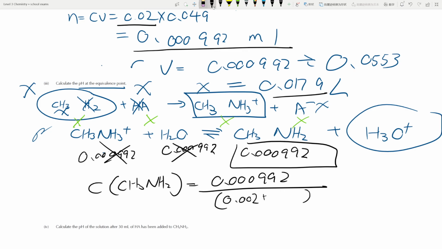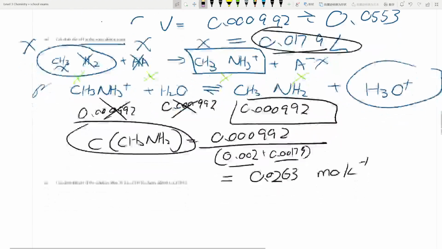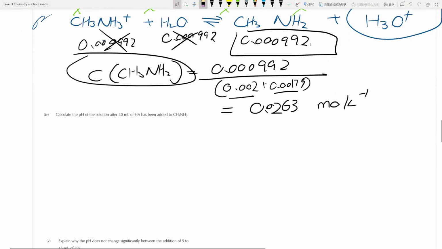0.02 plus 0.0179. So that's the total volume. This is in the pipette. This is from the burette. This is a number that we calculated just now. And then if you use that divided by each other, you will get 0.0263 moles per liter. So this is the concentration of the weak acid. And then we just need to calculate the pH.